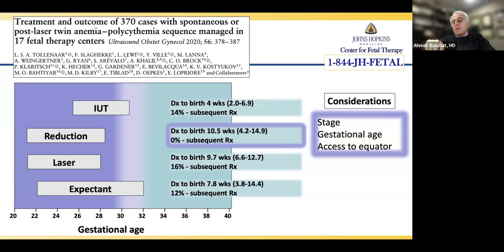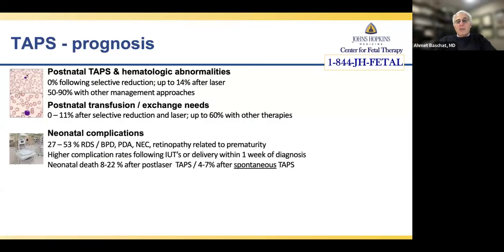The consideration of which treatment is the best one depends honestly on the severity of TAPS, at what gestational age the patient presents, and if there is access to the equator. Anytime you can access the equator, we will try to do so. And if the gestational age is early, then it is unlikely to get to a meaningful gestational age with transfusions, and other treatments have to be considered.